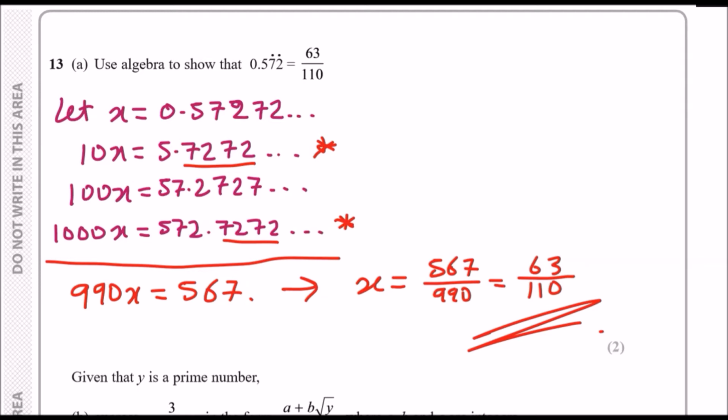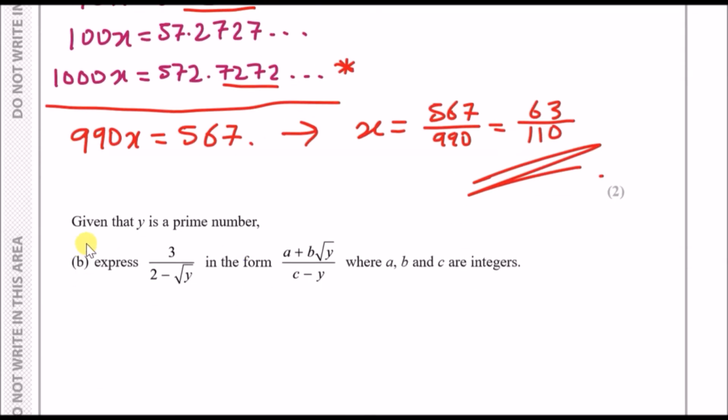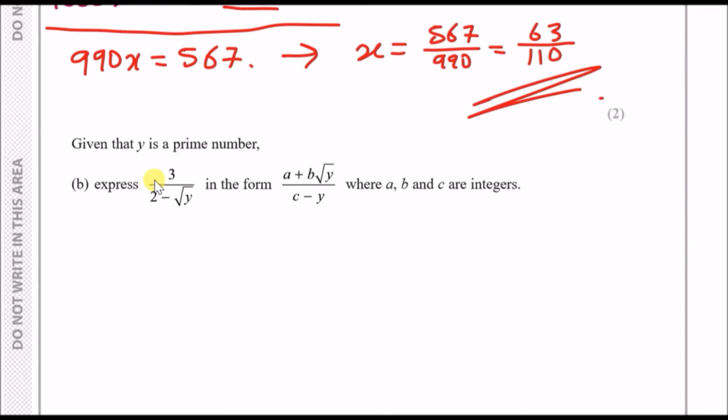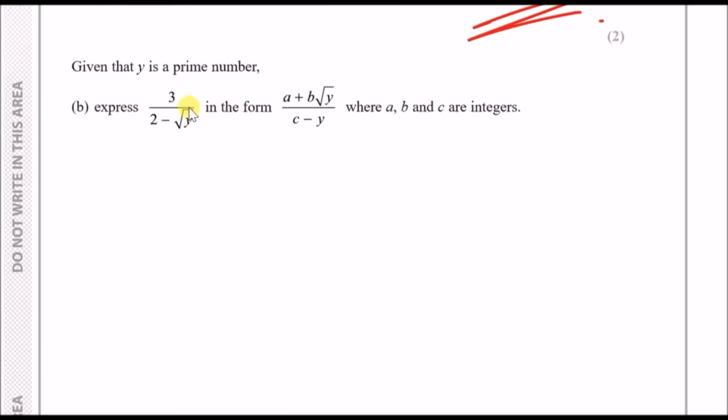And that's it. Now for the next bit, it says given that y is a prime number, express 3 over 2 minus root y in the form of this expression. The reason they tell us y is prime is that we can't break it down, because when you've got prime numbers, you can't separate them any further. So how to get from this form to that form? Well, there's a trick. All you have to do here is a process called rationalization. Notice how there are surds at the bottom. To get only surds at the top, you multiply top and bottom by its opposite sign surd. So instead of 2 minus root y, it'll be 2 plus root y.